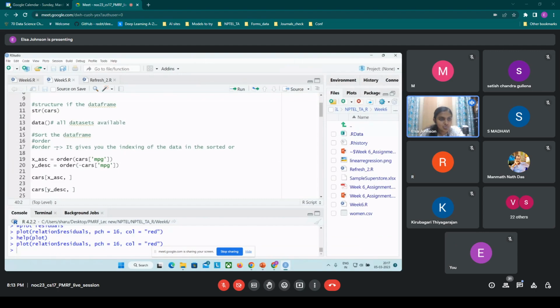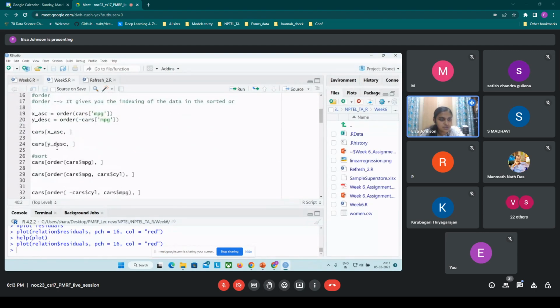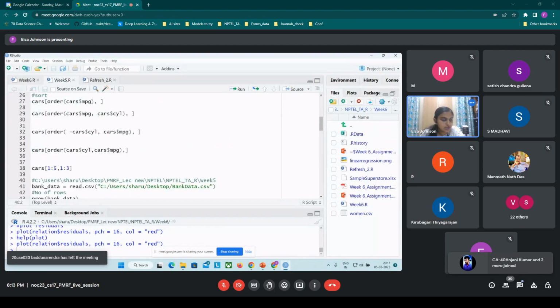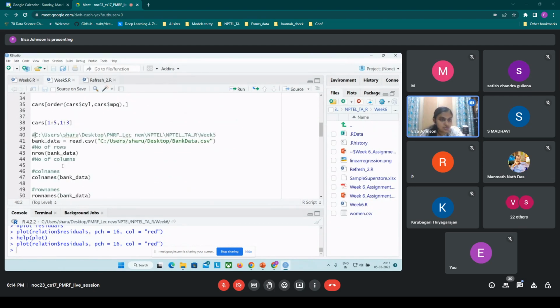So we will just see sorting. I think I have discussed it. If not, you can just look. I'll be sharing this week 5 also. And now we'll just see some random operations, just like a refresher.